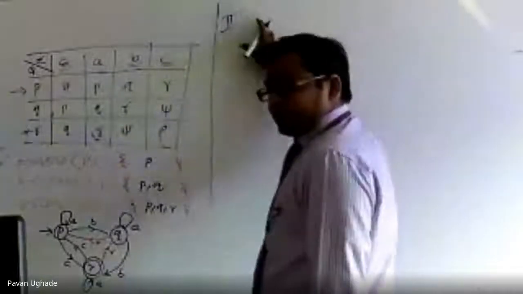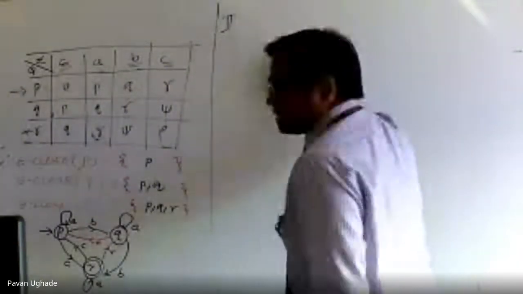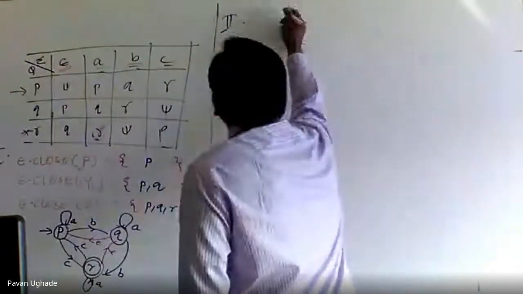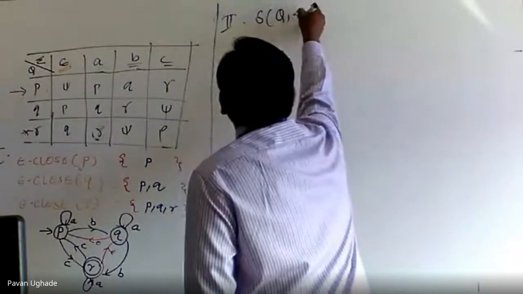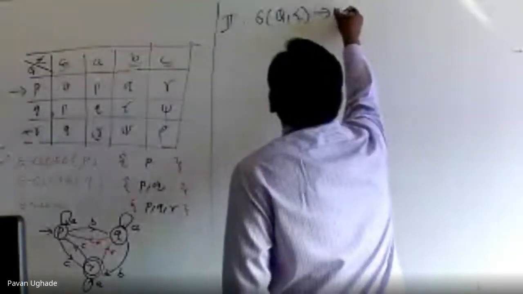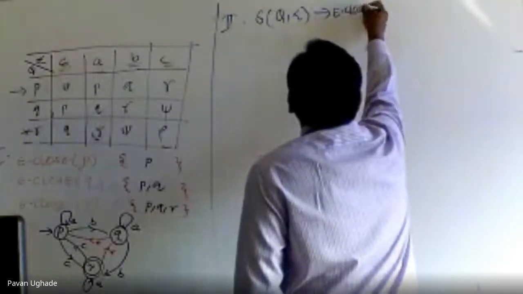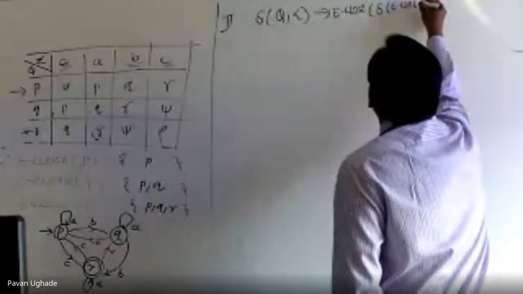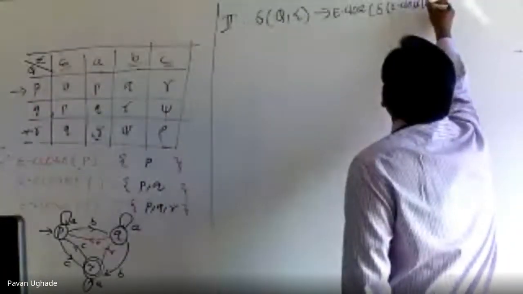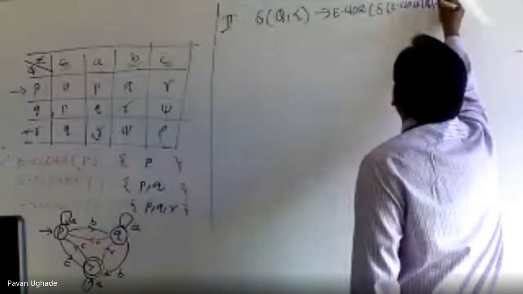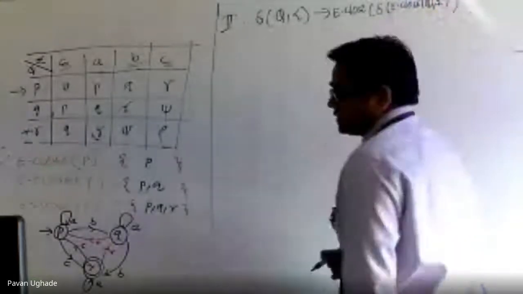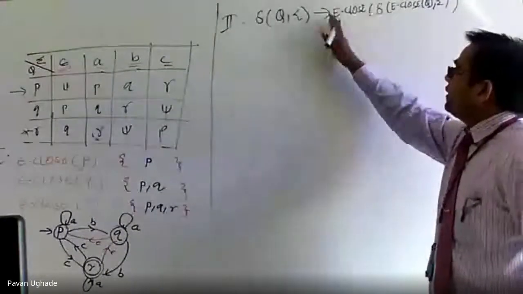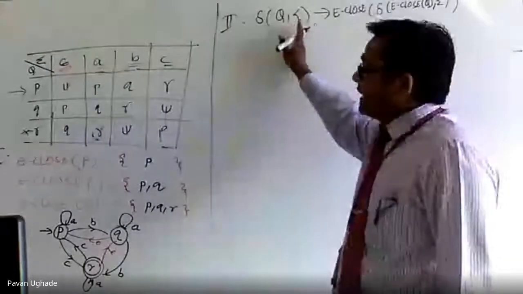I'll just write down the extended transition function here so that you can use that and apply for each and every further step. Okay. So the transition function of Q over alphabet is epsilon closure of transition function of epsilon closure of Q, comma, alphabet. This is the transition function, or more precisely, the extended transition function that we have discussed.